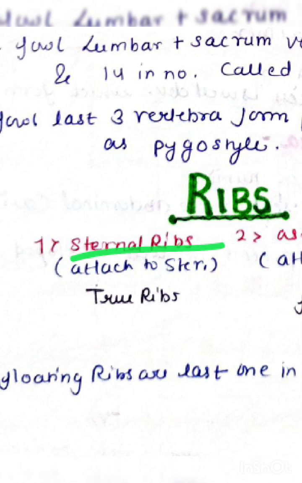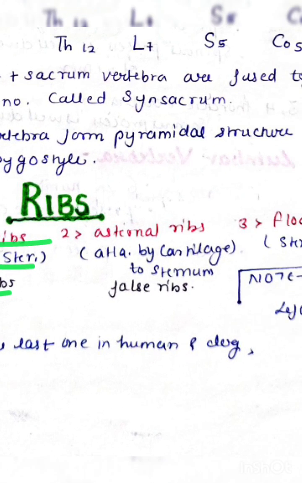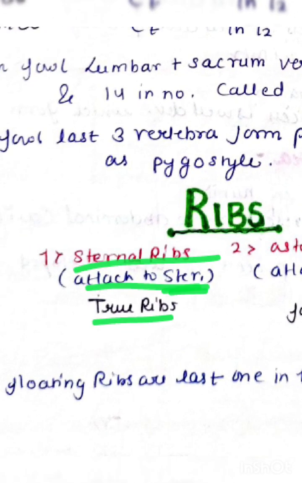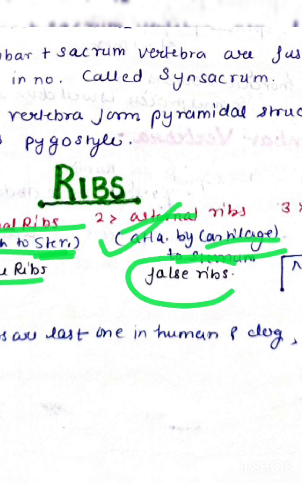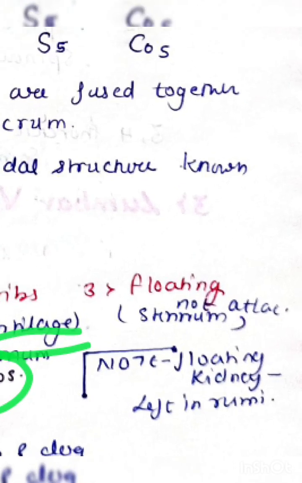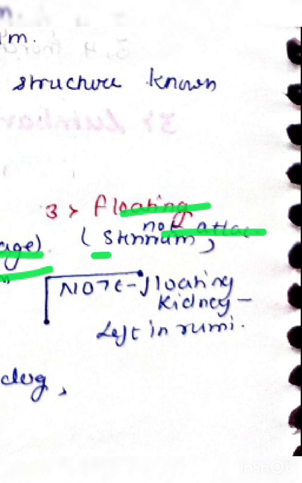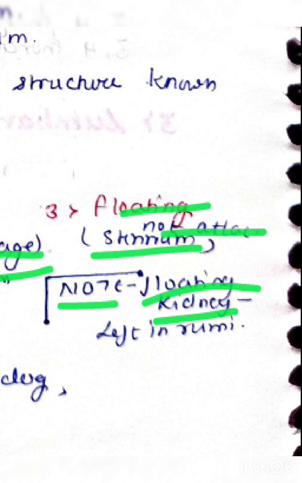Sternal ribs are attached to the sternum. These are known as true ribs. Asternal ribs are not attached to the sternum directly but attached by cartilage, so they are called false ribs. And the third one is floating ribs. There is no attachment to the sternum. Note that there is a floating kidney on the left in ruminants.